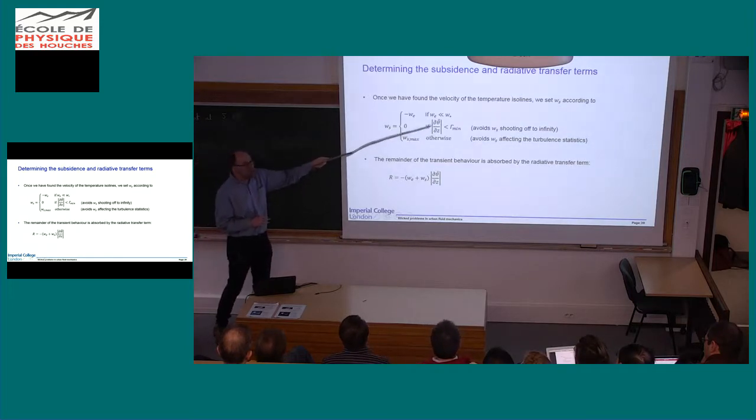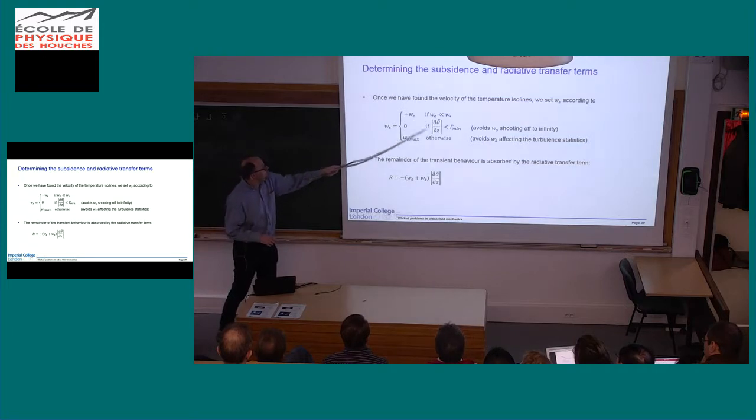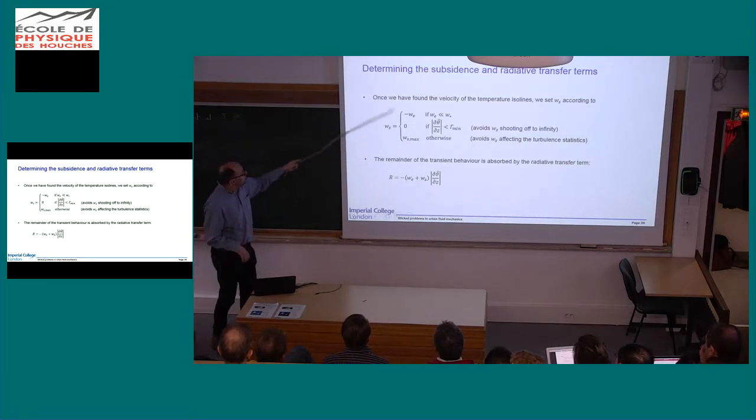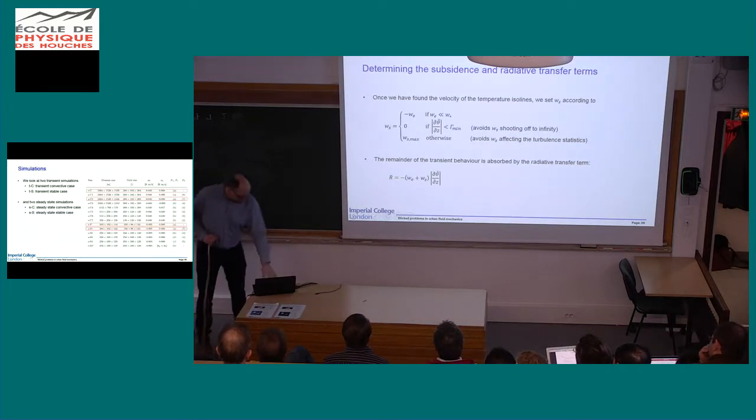If you've got no gradients, like you would have in a convective boundary layer, you set it to 0, and otherwise you set it to a maximum value. Whatever you can't correct for in this expression, you put in this volumetric sink.